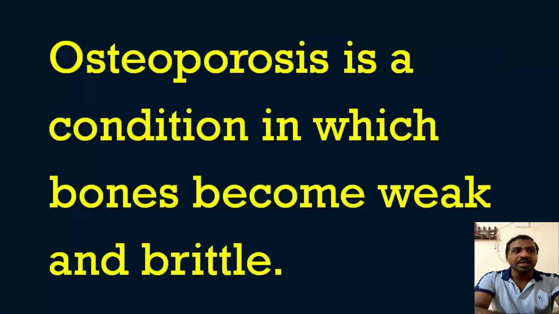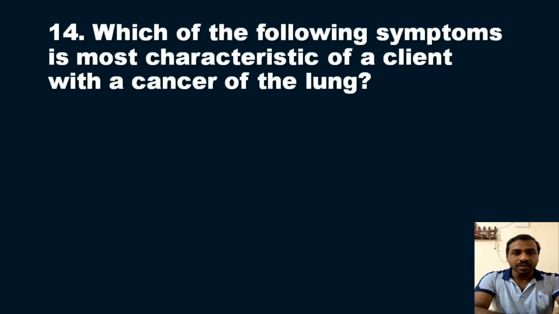We will move on to the next option, that is osteoporosis. What is osteoporosis? Osteoporosis is a condition in which bones become weak and brittle. This is also another disease condition. I am not going into detail, just please understand the terms: osteoporosis, osteopenia, osteophytes, and osteomyelitis. Clear? So we have learned about the four terms through a single question. Moving on to the next question, the 14th question.